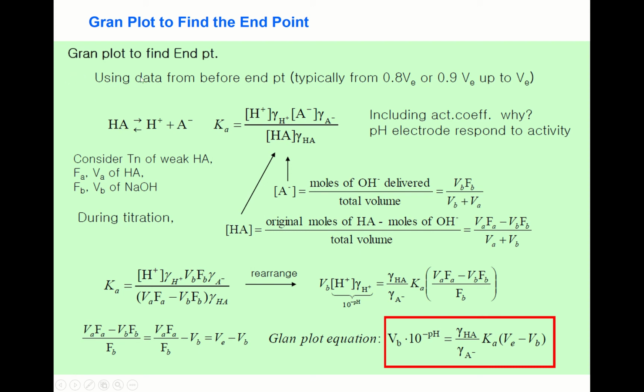And Gran plot is the way of finding the end point using data from before the end point. Yeah, that's very important. Before the end point. If you take the data after the end point or at the end point, nothing works. Okay? Typically, 0.8 of the equivalence point or 0.9. Yeah, that's very important.